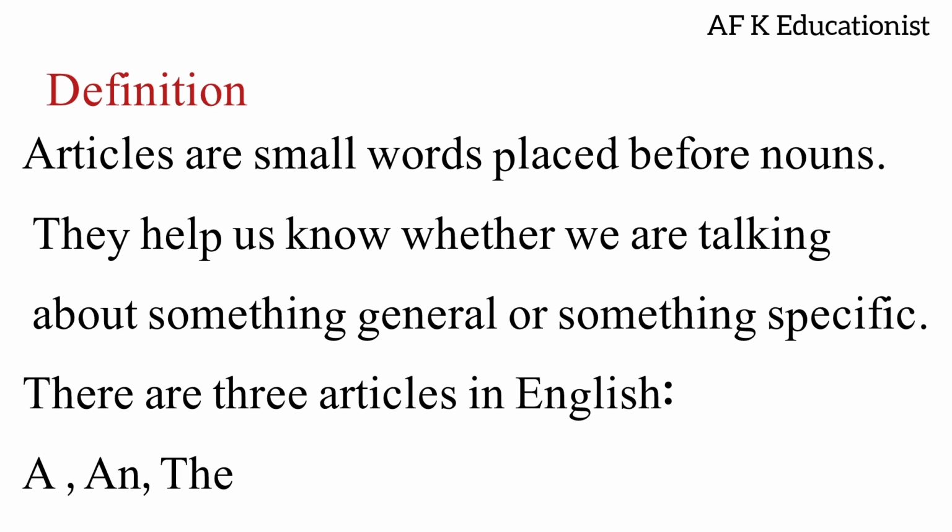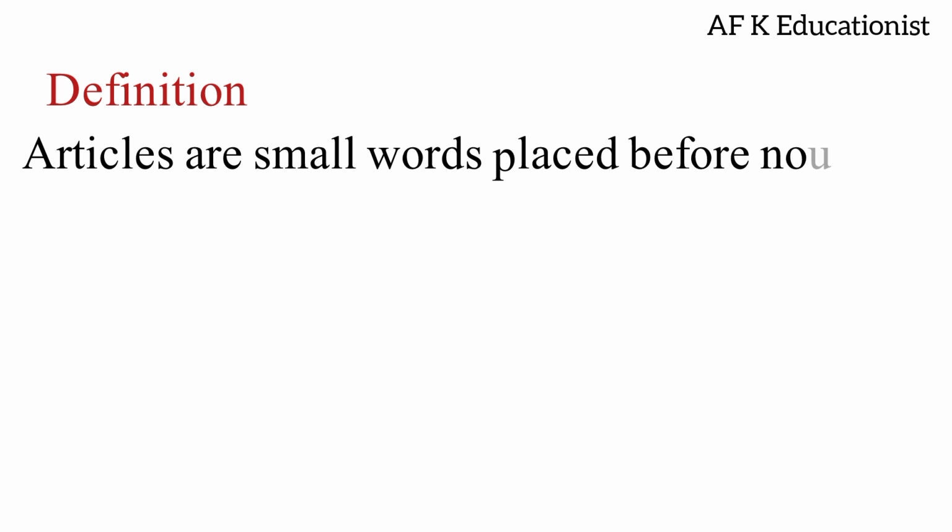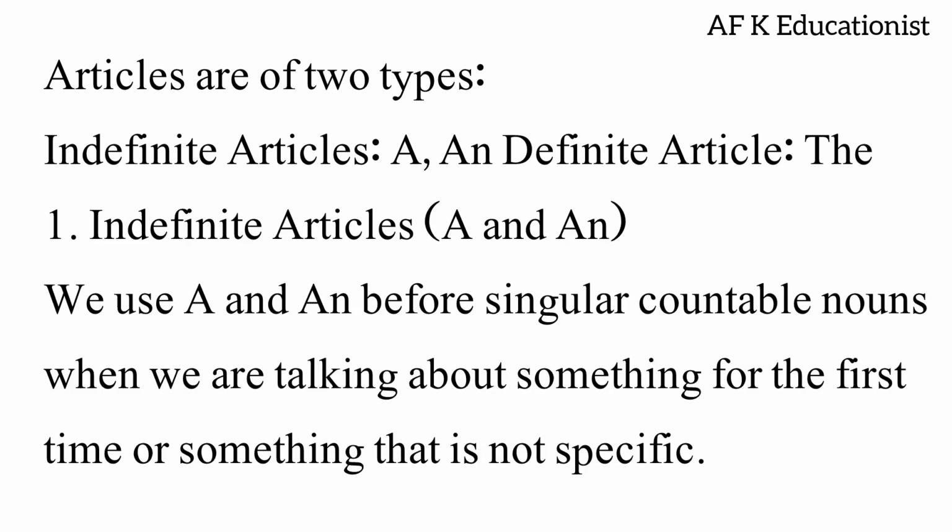Definition. Articles are small words placed before nouns. They help us know whether we are talking about something general or something specific. There are 3 articles in English: a, an, and the. Articles are of 2 types. Indefinite articles, a and an, and the definite article, the.